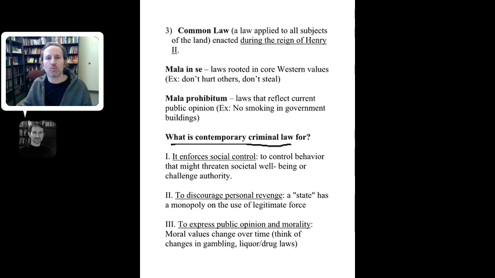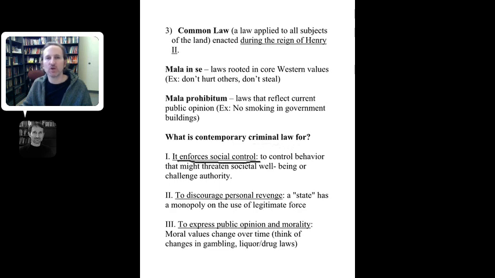You can also think about, what do we have criminal law for? What purposes does criminal law serve? And you can break these up into roughly 6 purposes, which I have here with Roman numerals. All right, go through these individually.